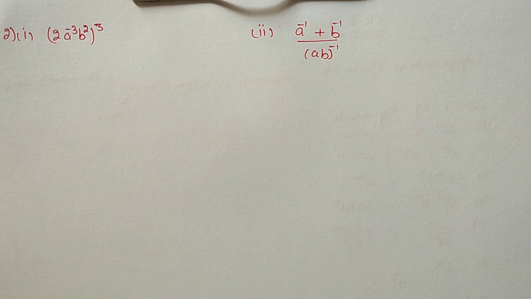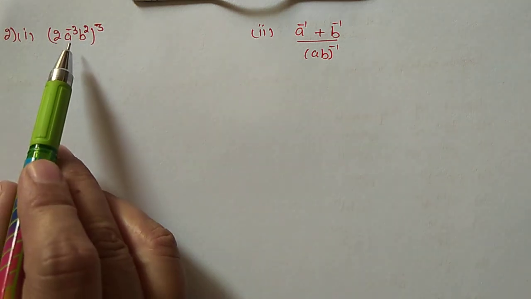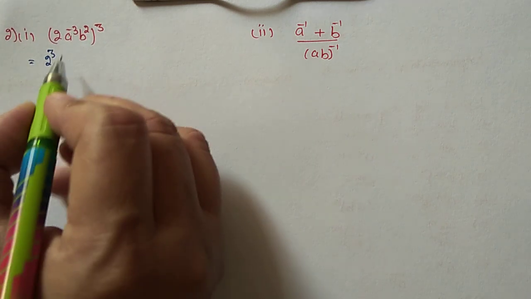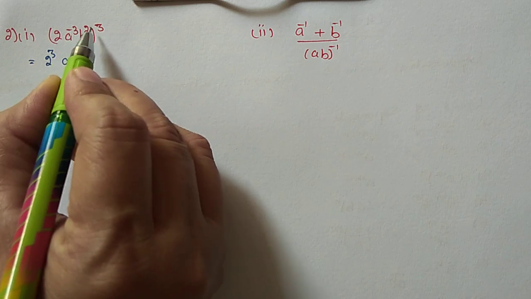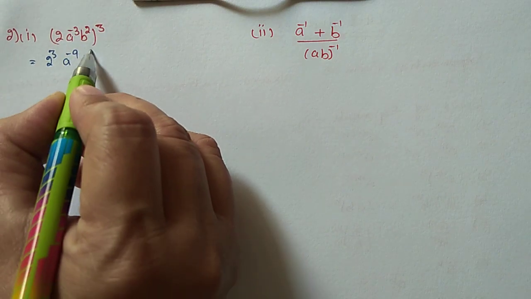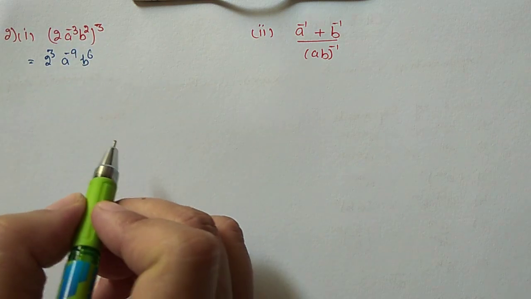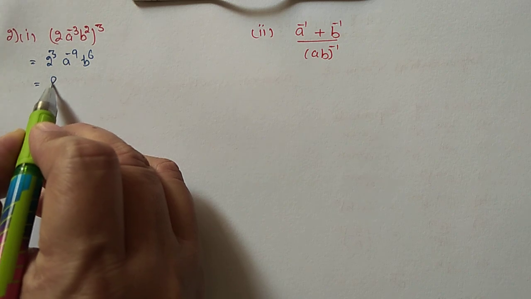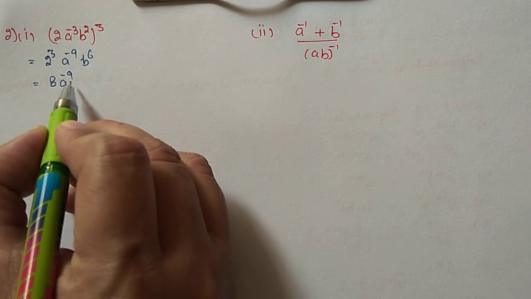Whole to the power 3 means this power applies to 2, a, and b also. We can write it as 2 to the power 3, a to the power 3 into 3, minus 9, b to the power 2 into 3, 6. Power to the power means we have to multiply. So the answer will be 2 to the power 3, which is 8, a to the power minus 9, b to the power 6.